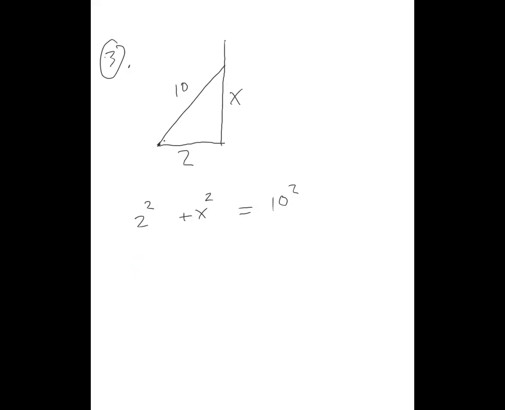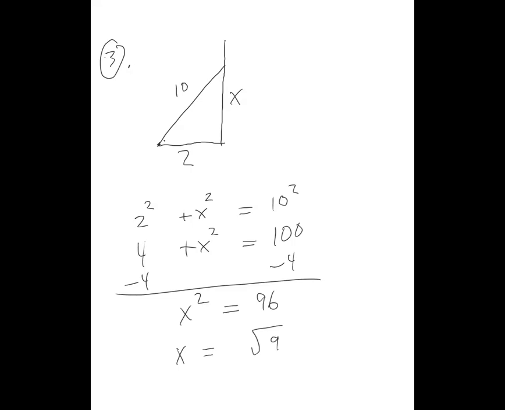So 2 squared is 4 plus x squared equals 100. Subtract 4. Well, now it's getting hard because now you have the square root of 96, right? So how do you find x? You have to take the square root of 96. So x equals the square root of 96.